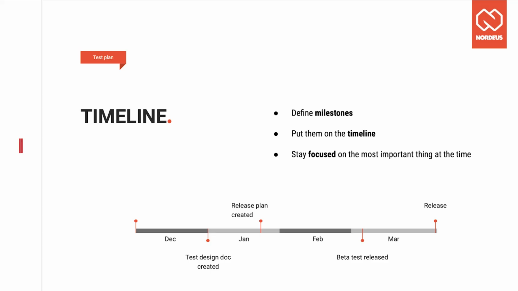Here we show an imaginary example where we have a timeline and some milestones defined on it. You should put them on the timeline, and this is all in order for you to stay focused on the most important thing at a time. If you don't have these, the whole process might diverge very quickly and you can be very lost. So you prepare yourself, you stay focused.